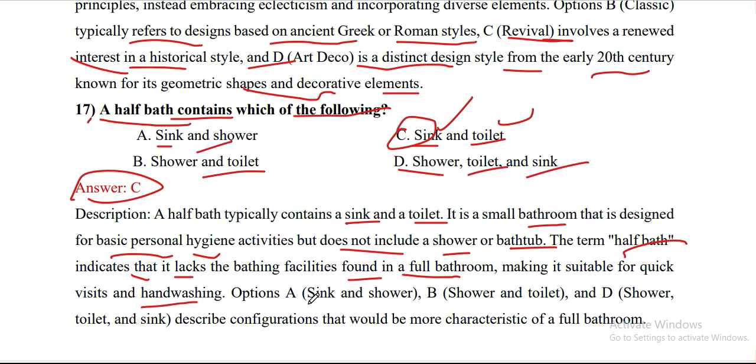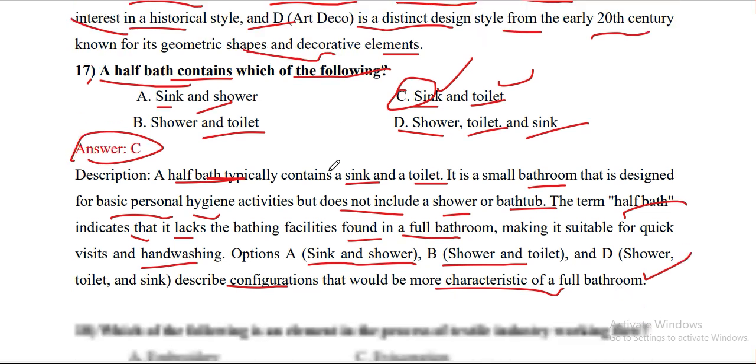Option A, sink and shower. Option B, shower and toilet. Option D, shower, toilet and sink. These describe configurations that would be more characteristic of a full bathroom. So half means half, typically. A half bathroom contains only a sink and toilet. We'll see the next question.